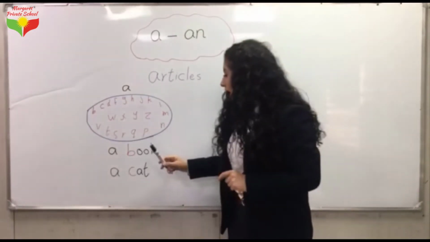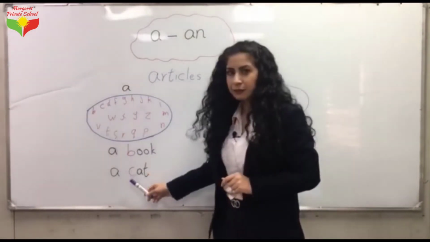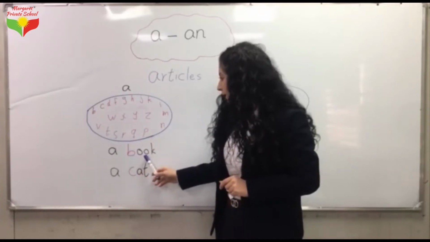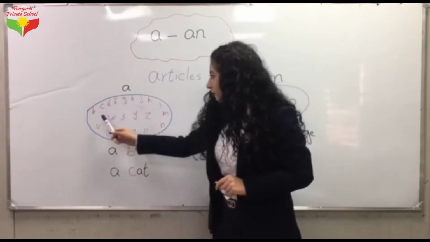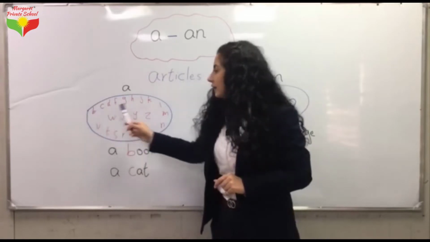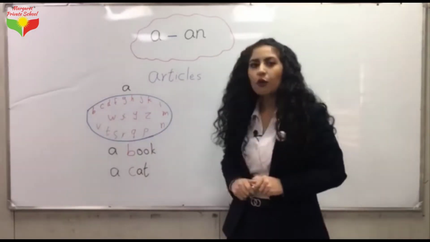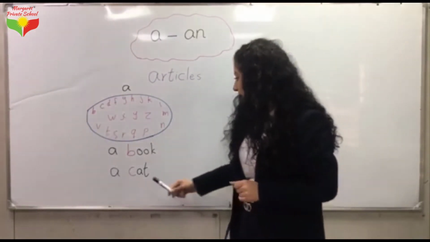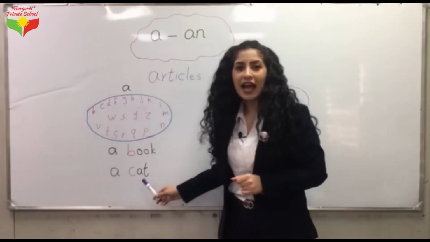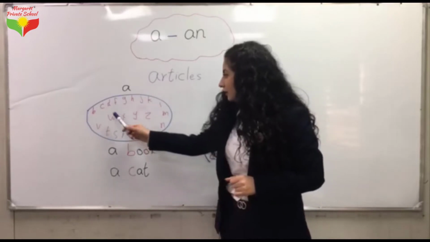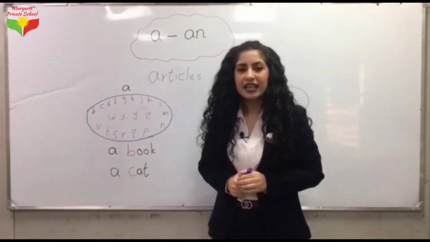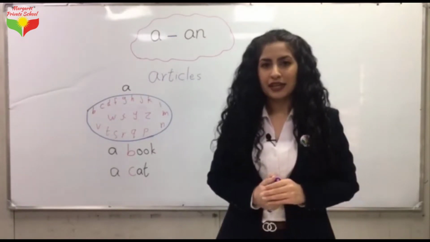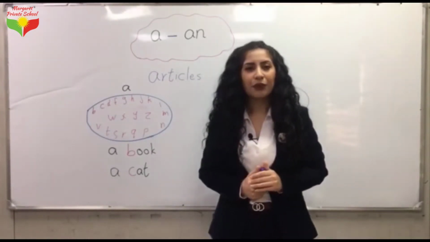Okay, now look at these examples. Book. So we have to say a book. Okay, look at here. Cat. We have cat. So we say a cat. Okay, now I want to give you some more examples.